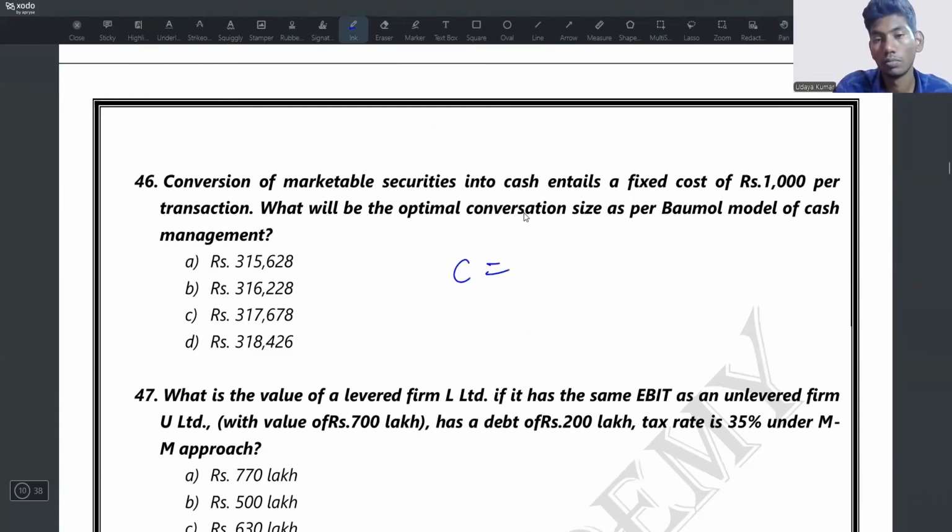C is equal to the square root of 2DS divided by I. It's like your EOQ formula, 2AO divided by C, right? So if you put the values in the formula, the fixed cost is 1000. Let's assume that the demand is 1 lakh rupees, and the assumed interest rate, let's take it as 5%. Just calculate. You'll be getting the answer, which is 2 lakh. Clear? So just give me a second.